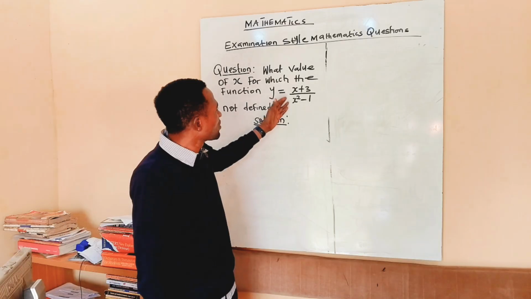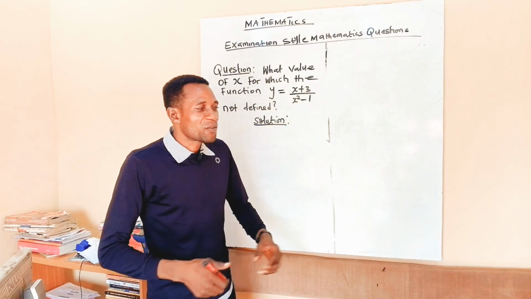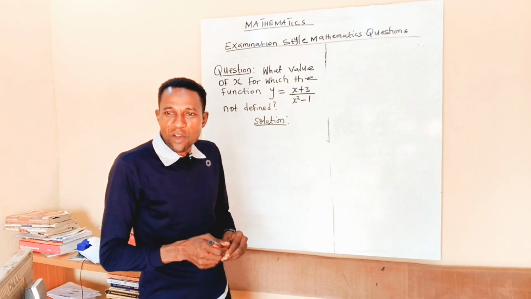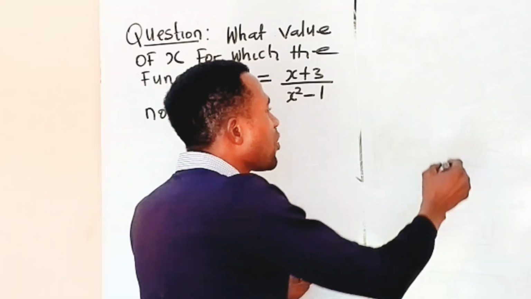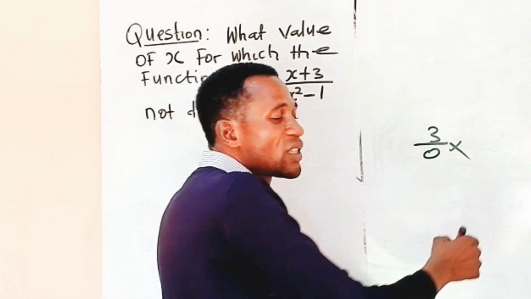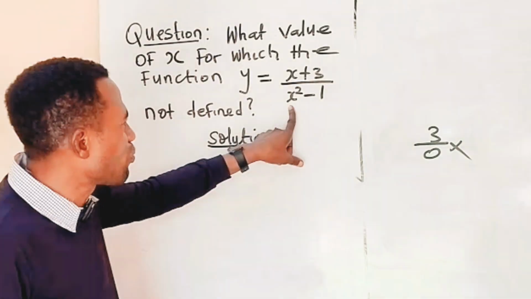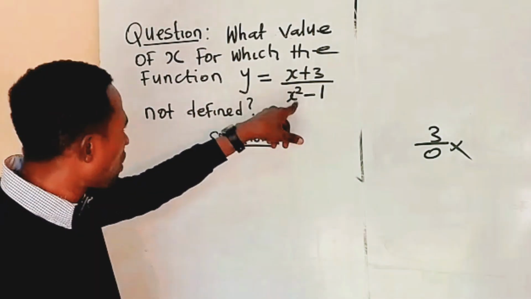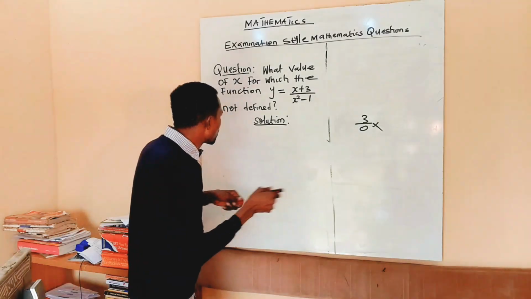This is under what we call undefined fraction. For a fraction to be undefined, the denominator must be 0. For example, if I have 3 all over 0, this fraction is undefined. So we are now trying to find the value of x that will make this very fraction or function undefined. So this is what we do.